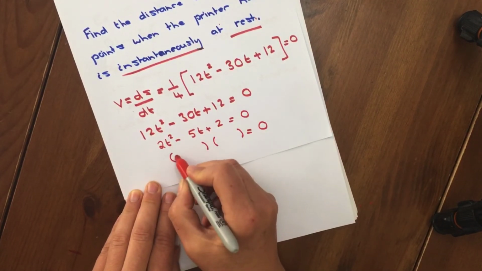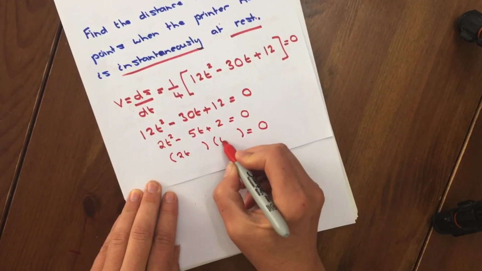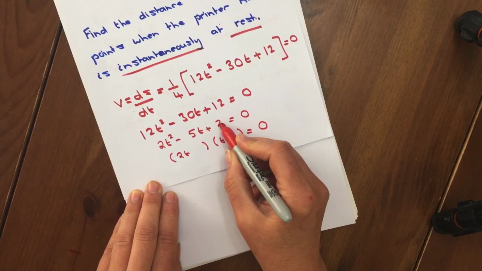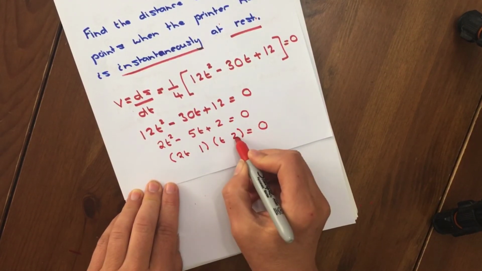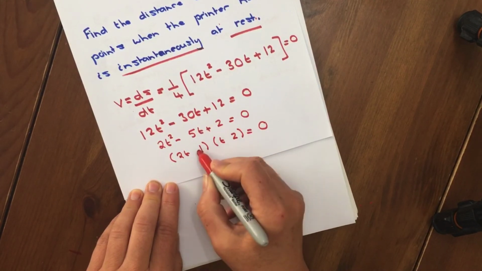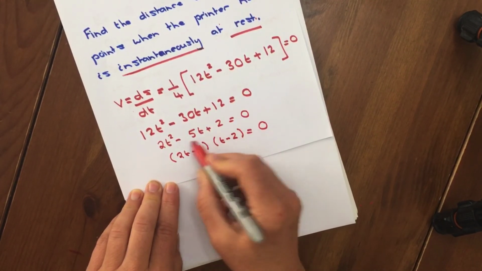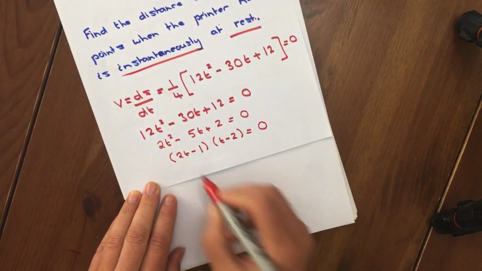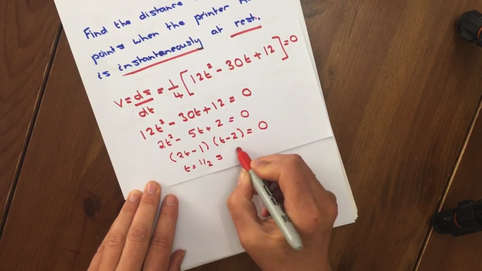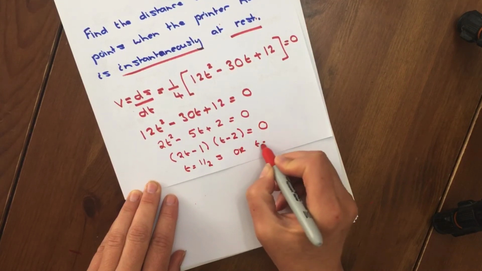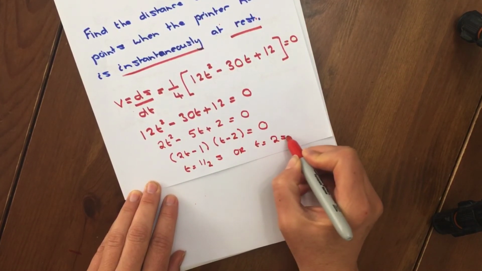If I put a 2t here and a t here, well, the only way to get 2 is 2 and 1. So I'm going to put a 2 here and a 1 here. That will give me 4 and 1. I want them both to be negative to get my minus 5t. So solve each of these brackets. I get t equals half a second or t equals 2 seconds.